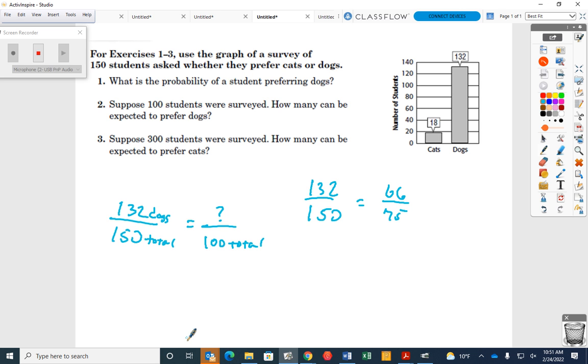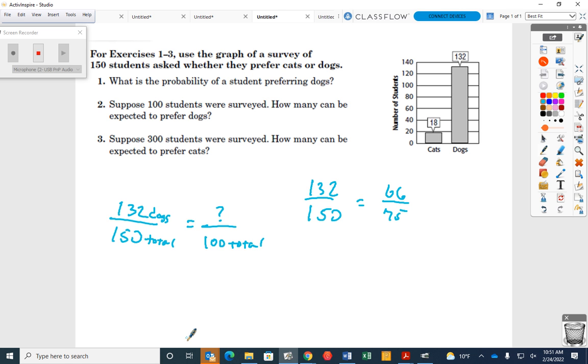This looks familiar. Do you guys remember doing this? What are these called? Chase? Proportions. And do you remember how to solve a proportion? Cross products. You remember that?